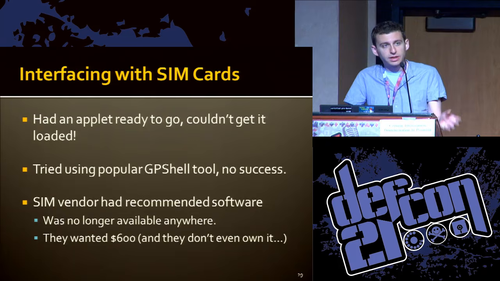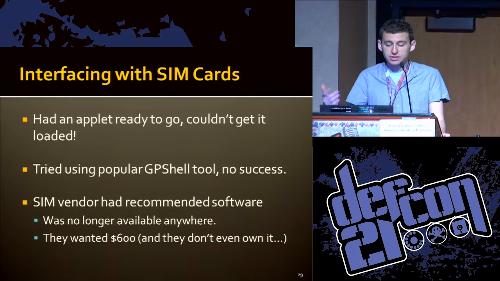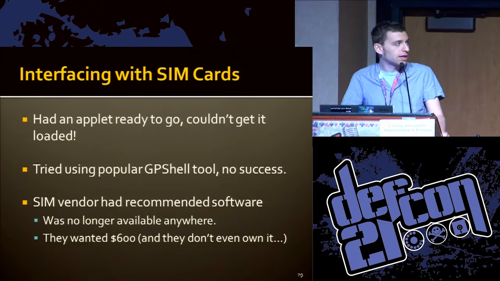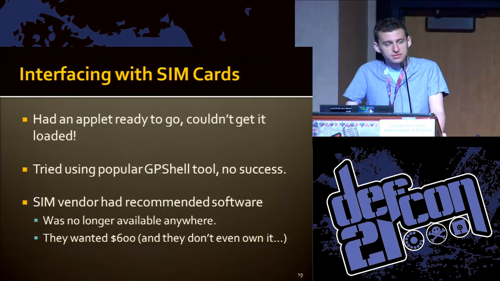So at this point, we had written some horrible looking code. We had compiled it with the Java compiler. We had converted it to this CAP file. And so we felt like we had this thing ready to go. We had some SIM cards, but we couldn't really get it to load. We found a lot of references to a tool called GP Shell, which is Global Platform Shell. Couldn't get that to work. This is sort of a funny story.